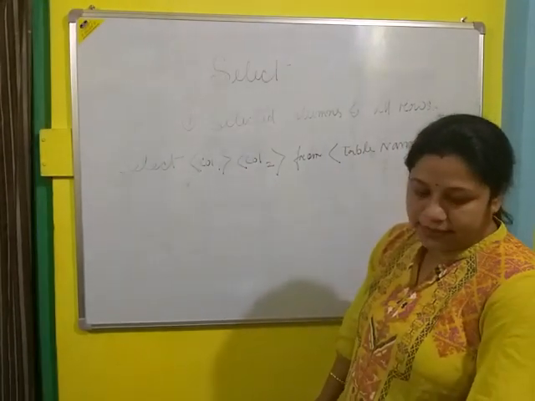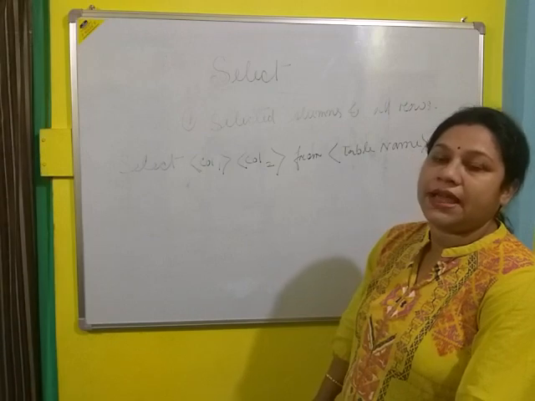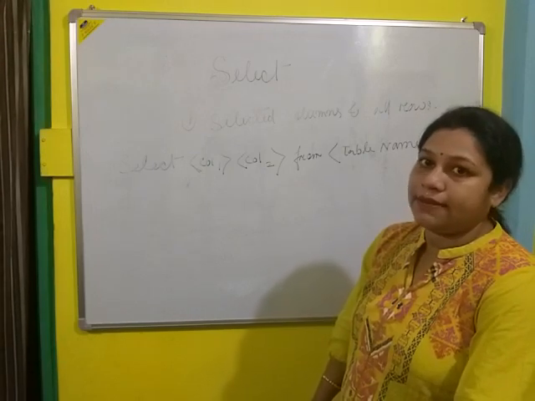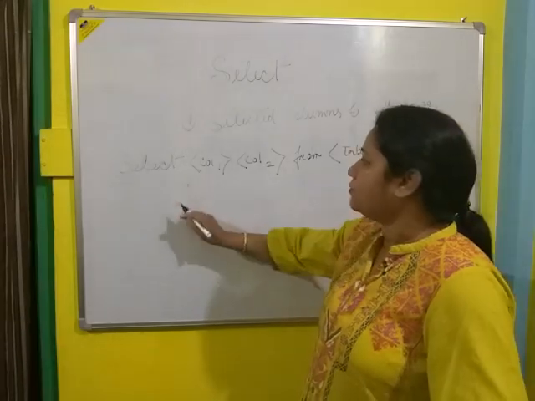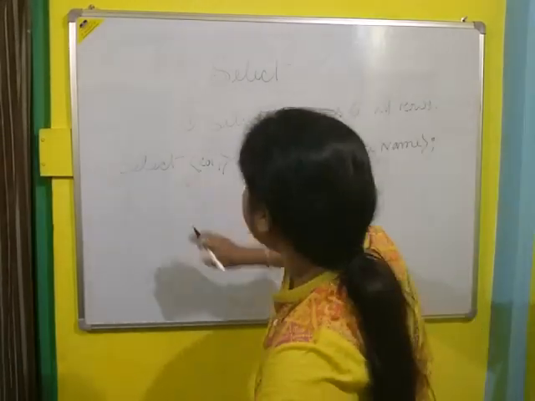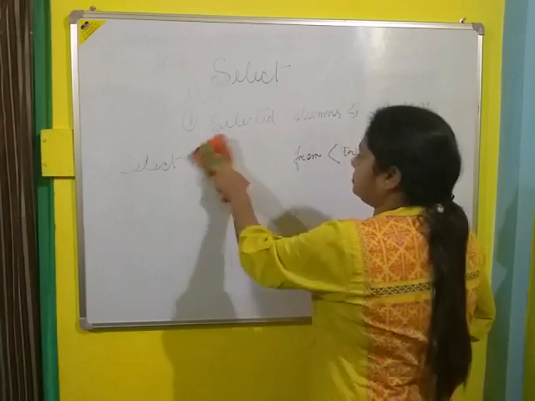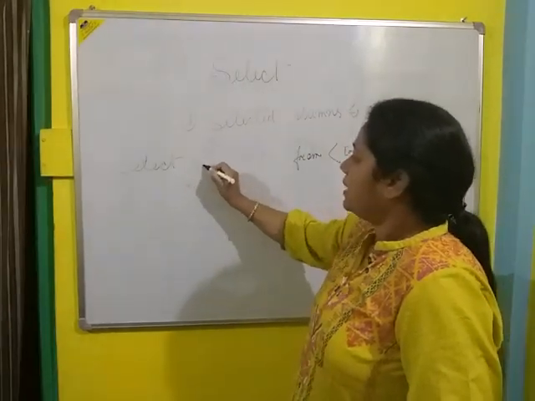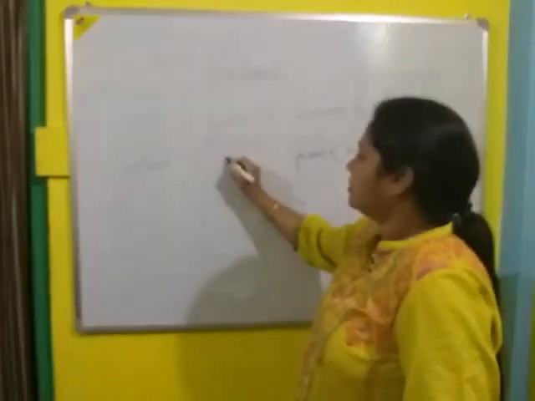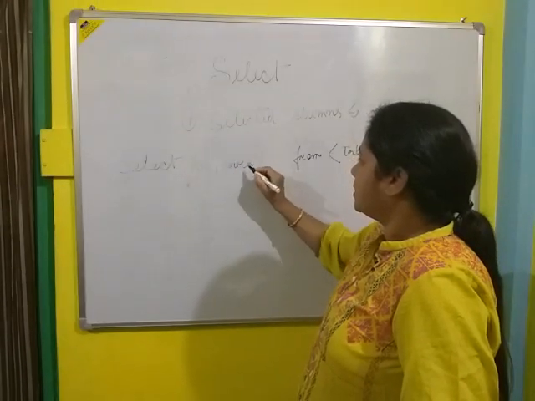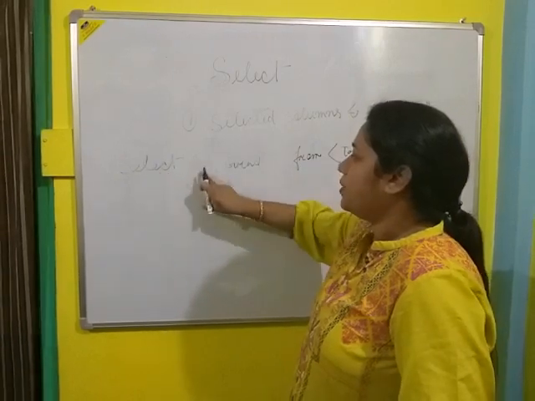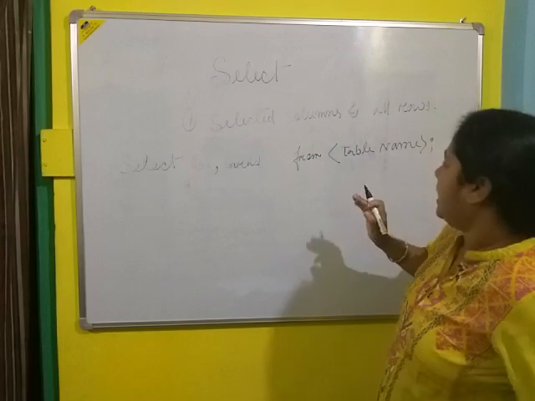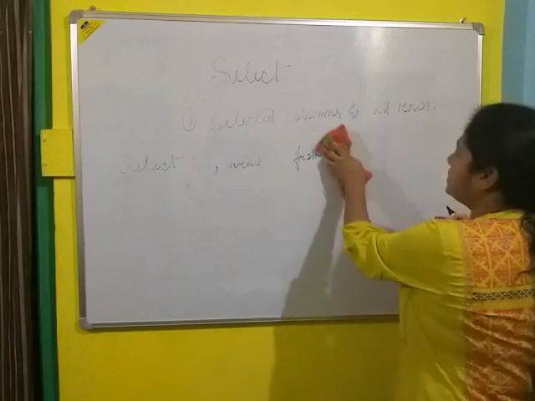For example, I want to display the roll number and grade column of the table student. For that you have to write select roll number, comma, grade. Select roll number, comma, grade from table name. And what is the table name? That is student.